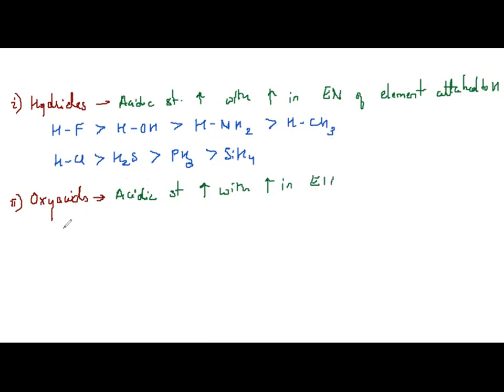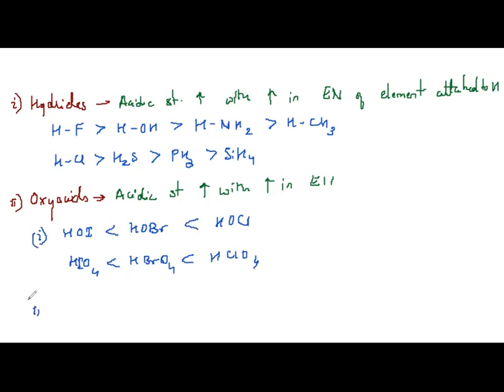Therefore, in the case of oxyacids, HOI is less acidic than HOBr, which is less acidic than HOCl, or HIO4 is less acidic than HBrO4, which is less acidic than HClO4. So HClO4 is more acidic. If the oxyacids are attached to the same element, say here I have taken iodine, bromine, chlorine, then if they are attached to the same element, acidic nature increases.